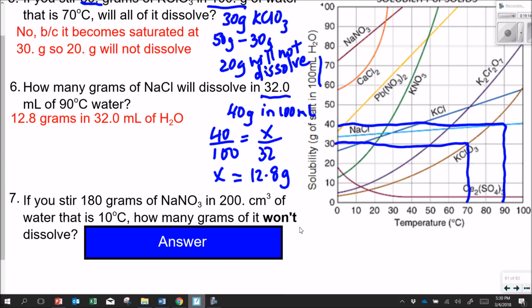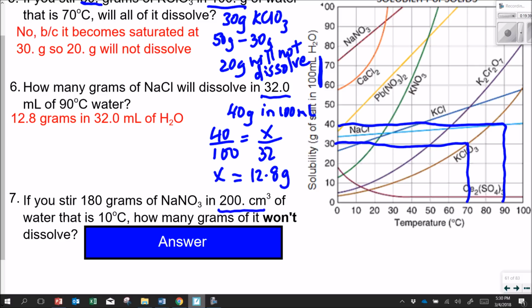Number 7, if we stir 180 grams of sodium nitrate in 200 cubic centimeters of water, that is 10 degrees Celsius, how many grams won't dissolve? So again, I check my amount of water. It is 200 cubic centimeters, and I only have 100 here. Again, cubic centimeters and milliliters are interchangeable.